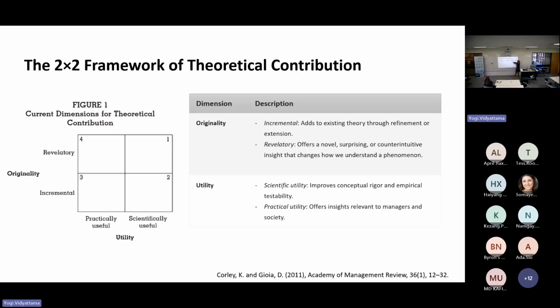So in this case, it adds something to the existing theory, but without massive refinement, or by refining it or extending it. On the other hand, they're looking at the utility of the theoretical contribution. Is it contributing to practice, or is it actually scientifically useful? So is it practically useful or scientifically useful? Obviously, when we talk about scientifically useful, it improves conceptual and empirical testability. When it's practically useful, it's offering some practical insights for practitioners, whether it's managers, society, public policy, etc.